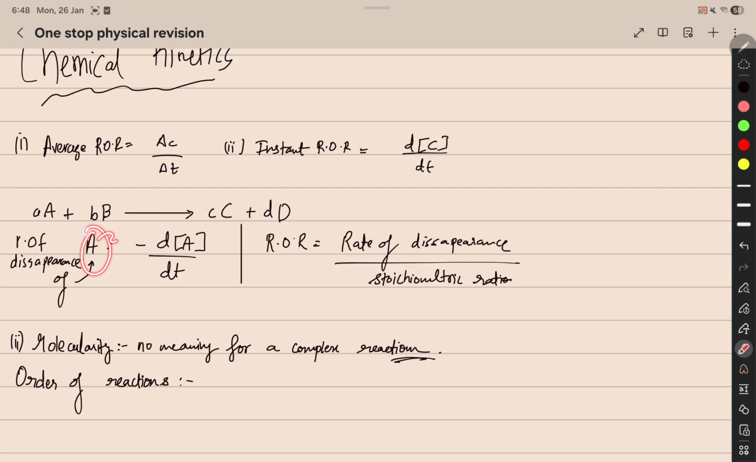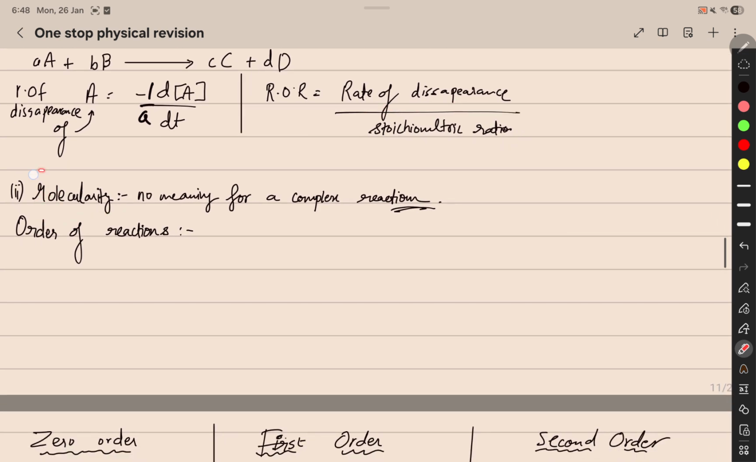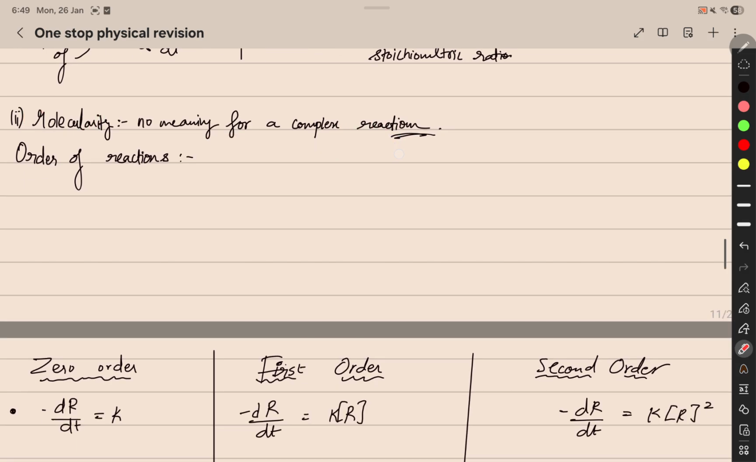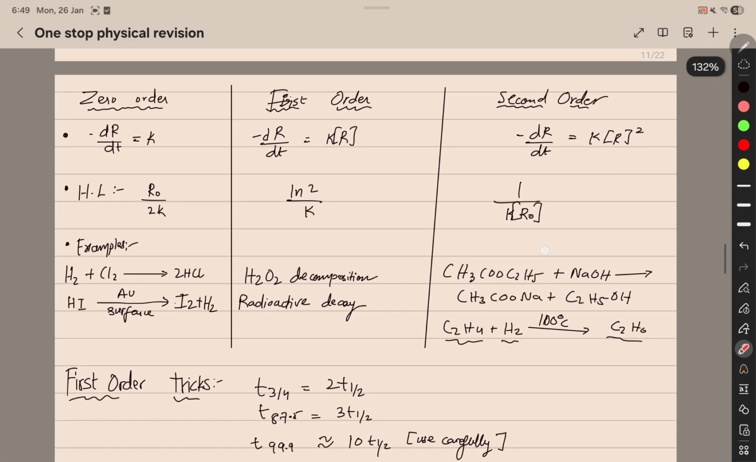Rate of disappearance of A is minus dA by dt. All right, so like that, and your rate of reaction can be given by rate of disappearance or rate of appearance divided by the stoichiometric ratio. Then your molecularity, which has no meaning for a complex reaction, and you probably know what it is. Order of reactions, here I've written some.